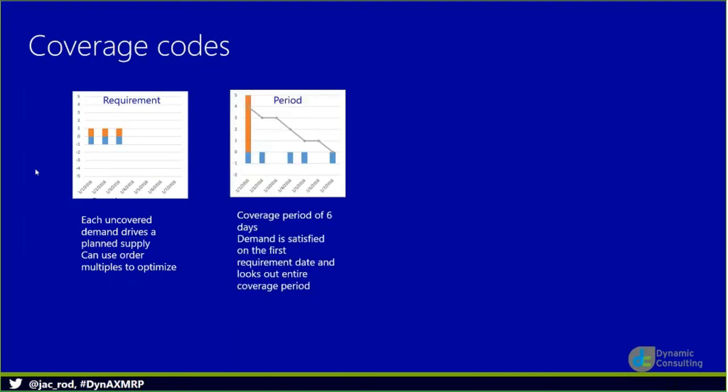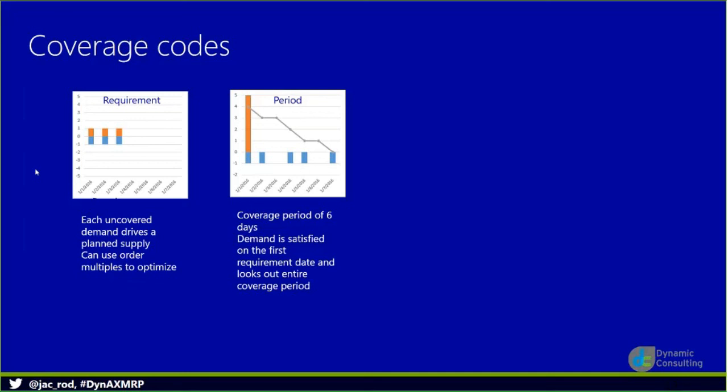The next one is period. So a period coverage code uses another field called the coverage period. So when you specify that you want to use the period coverage code, a new field is available for you called coverage period. And in that field, you indicate how many days you want to look out from the first piece of demand and group that many days worth of orders together.